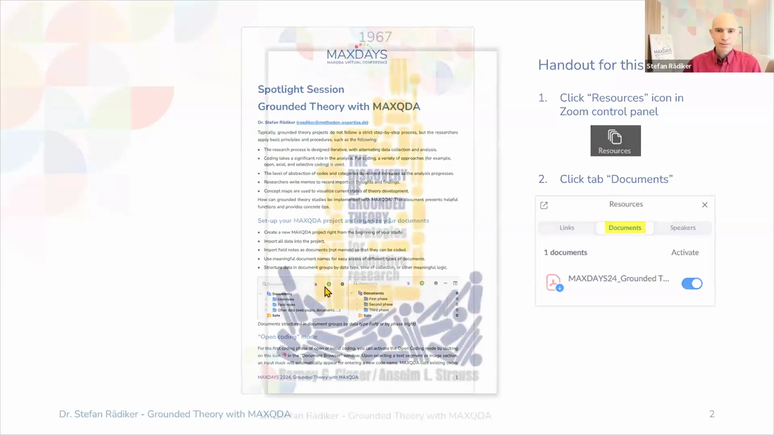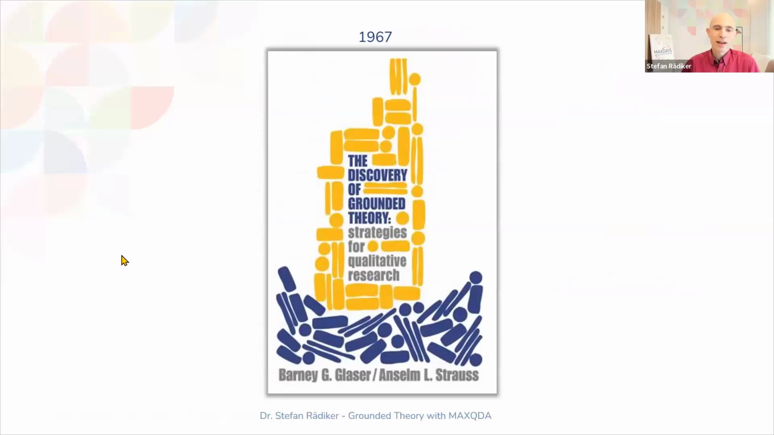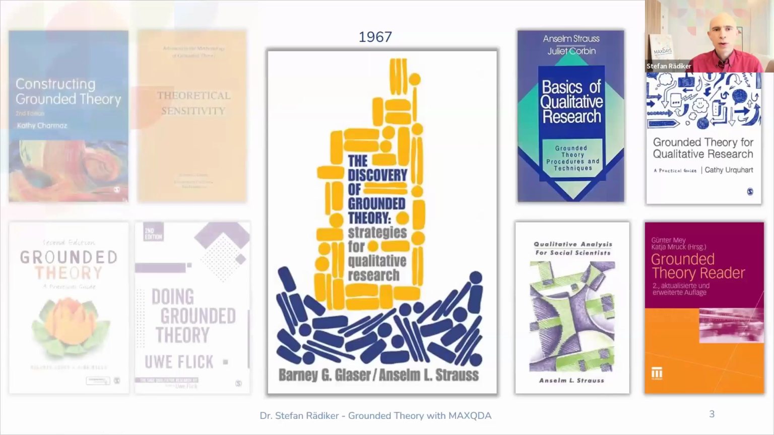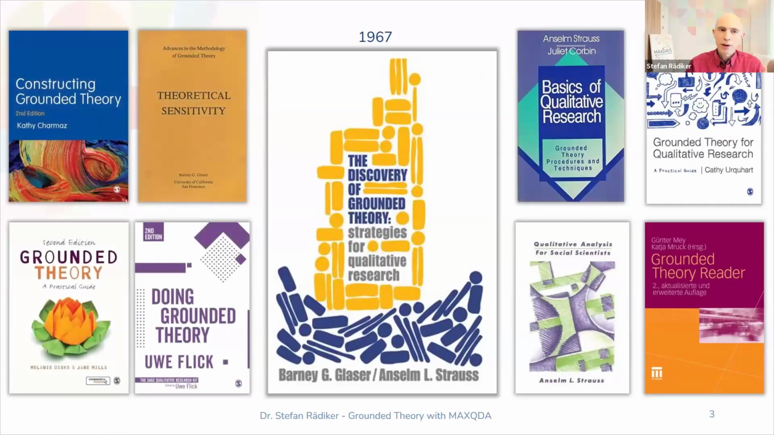Okay, so it all started in 1967 with this book from Barney Glaser and Anselm Strauss on the discovery of grounded theory, when they laid the foundation for their approach of analyzing qualitative data. Many books on grounded theory followed, for example, those from Anselm Strauss and Juliet Corbin, but also others, again, from Barney Glaser, and of course, Constructing Grounded Theory from Kathy Charmaz. So many different approaches to grounded theory and how to do grounded theory have been developed over time.